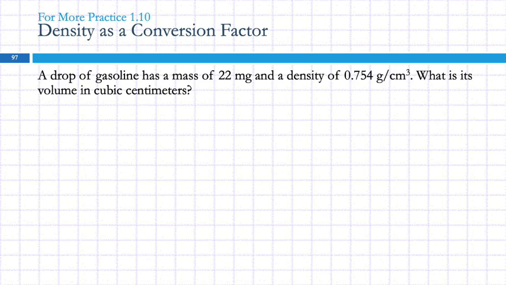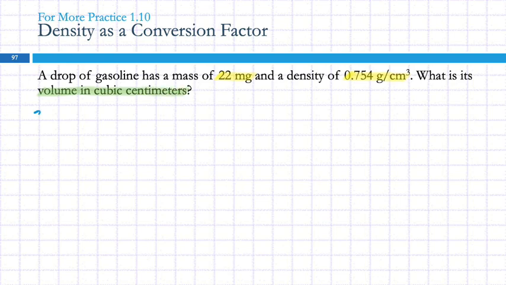So we have a drop of gasoline that has a mass of 22 milligrams and a density of 0.754 grams per cubic centimeter. What is its volume in cubic centimeters? This is beginning to sound more like those "the train is traveling" kind of problems. So here I have now 2 numbers. I'm going to highlight both of those, and I'm trying to find volume in cubic centimeters.